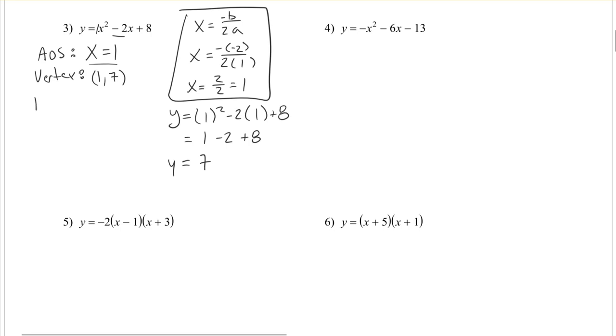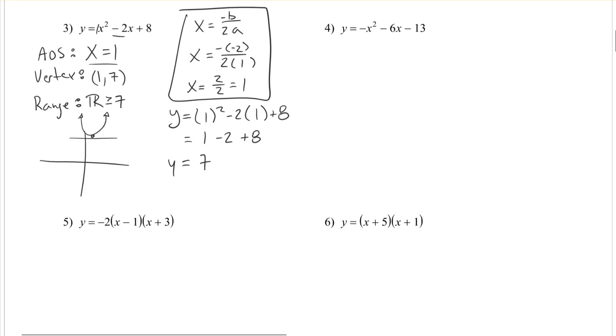And our range, then, imagine our point here, our vertex is 1, 7. Up here, our leading coefficient is positive, so we know we're going up from here. So our range has got to be all real numbers that are greater than or equal to 7. Because we're bigger than 7 there. Everything bigger than that.